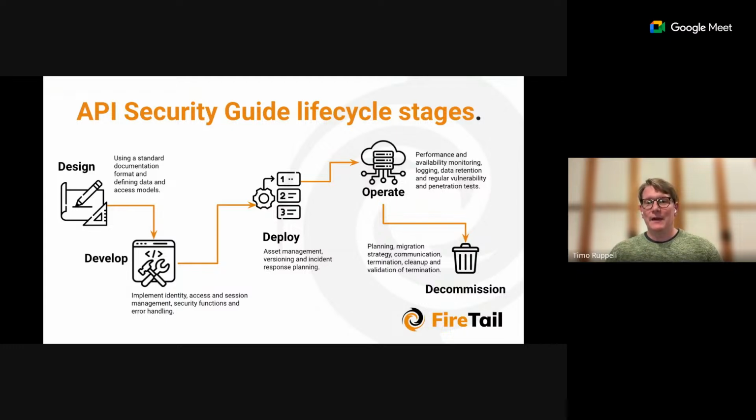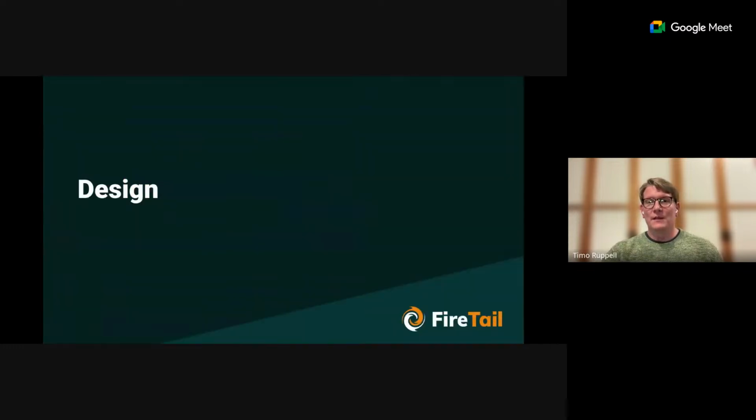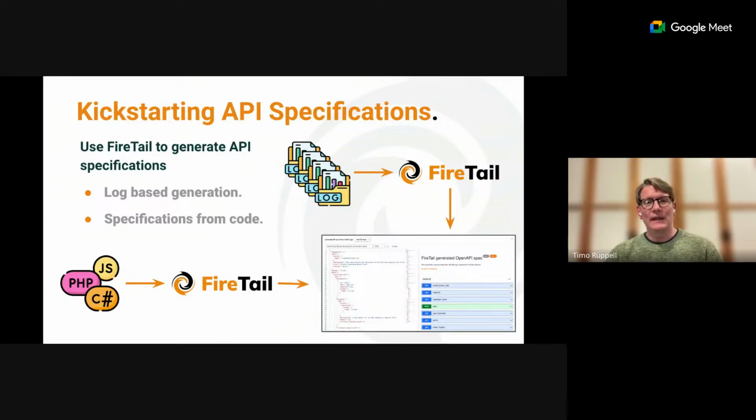So next, I'm going to go through some of the items in the guide and try to illustrate how a tool like FireTail can help you implement these steps. So let's start from the design phase here. As already pointed out, the key element in the design phase is having a documentation format for your API. This serves as a single point of truth, a thing that all the different teams can refer to, a thing that hopefully can generate documentation, a thing that can help you later in the development phase.